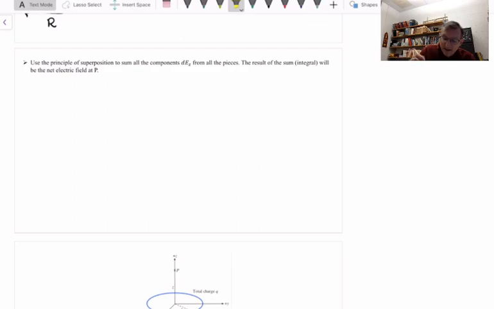You use this fancy concept called the principle of superposition, and that really just means add up all the components dEz from all the pieces. The result of that sum will be an integral, and the answer to that integral will be the net electric field at point P. So let's do that. We are now calculating the total field, E, by summing all the infinitesimal dEz's. Right?